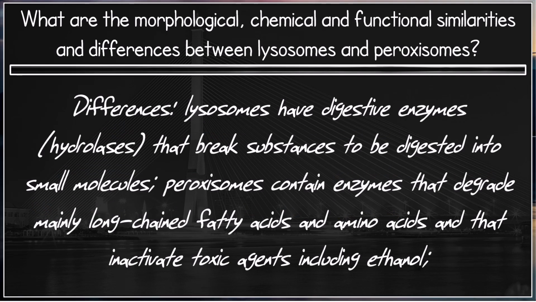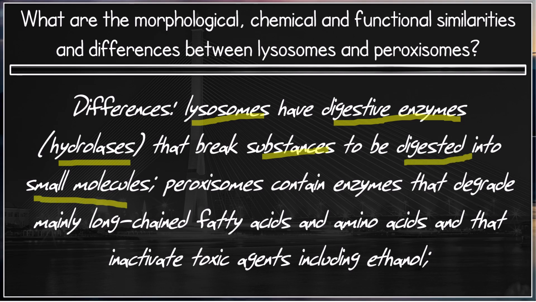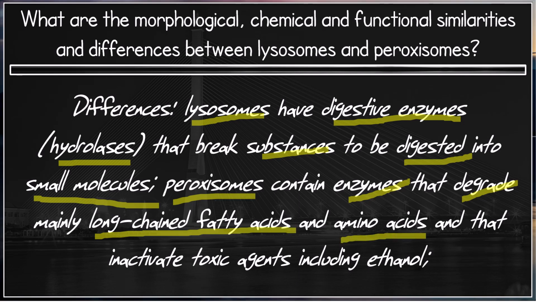Differences. Lysosomes have digestive enzymes, hydrolases, that break substances to be digested into smaller molecules. Peroxisomes contain enzymes that degrade mainly long-chain fatty acids and amino acids, and that inactivate toxic agents including ethanol.